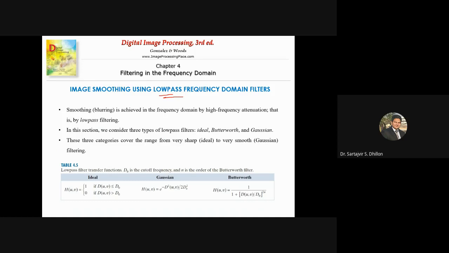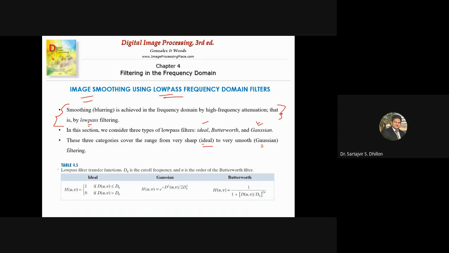And here we are using the low pass frequency domain filter to smooth the image. The definition given to you is that smoothing or blurring is achieved in the frequency domain, and that is represented as low pass filtering. In digital image processing, we have three low pass filters: the ideal, Butterworth, and the Gaussian. These three categories cover the range from very sharp to very smooth filtering, that is, from ideal to Gaussian.